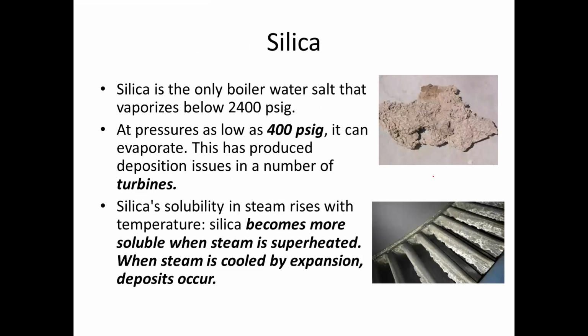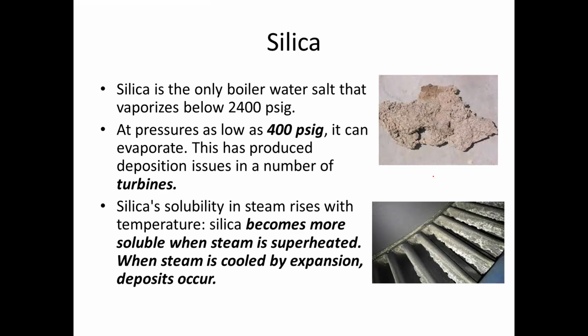The next contaminant is silica. So we actually use silica with sand, but they're actually quite different in terms of earth science. Silica is the only boiler water salt that vaporizes below 2,400 psig. What does it mean? Even at lower pressure, this silica could be contaminating our water.